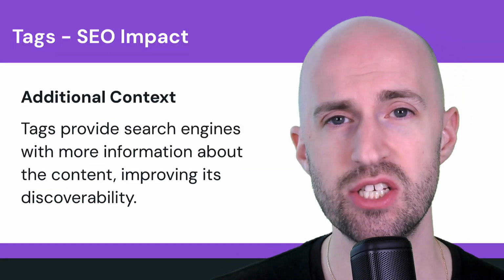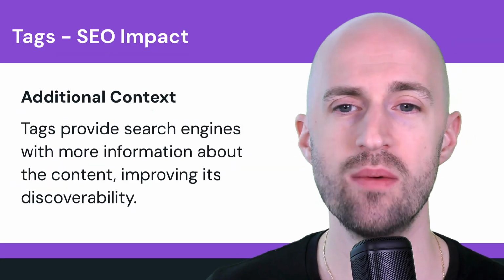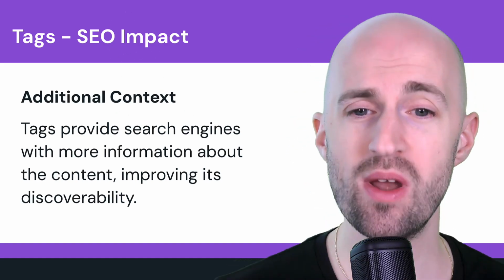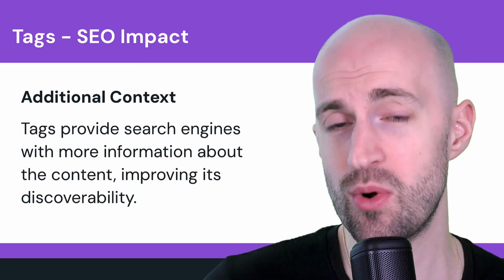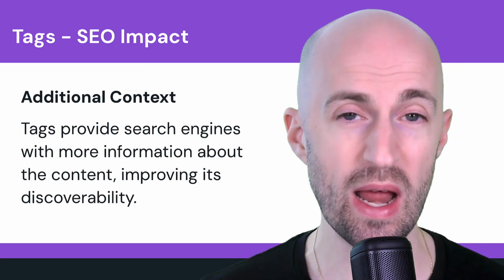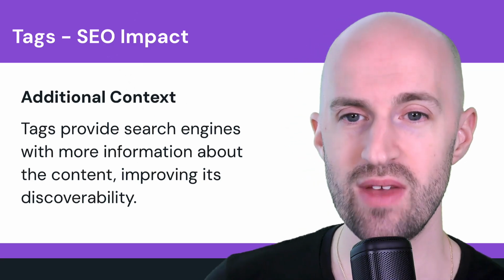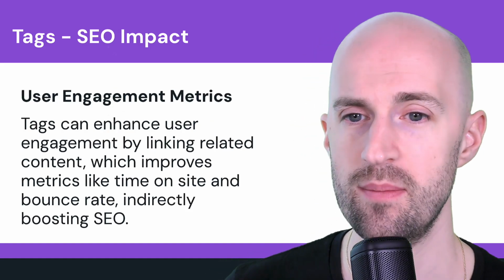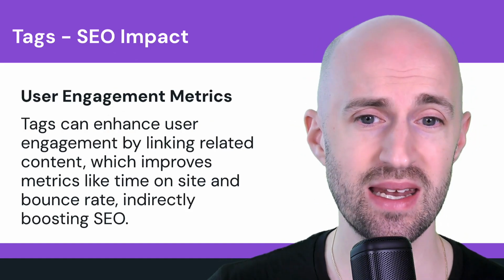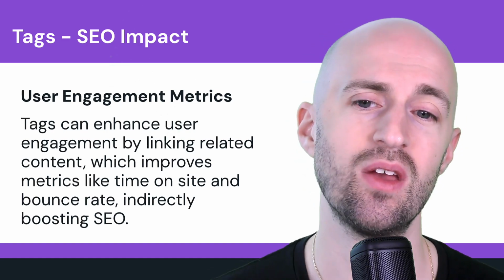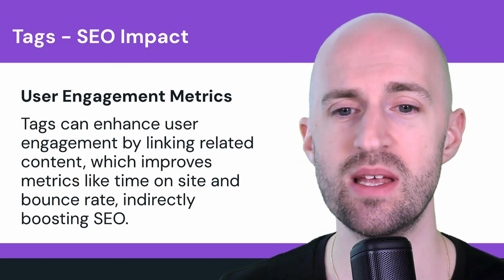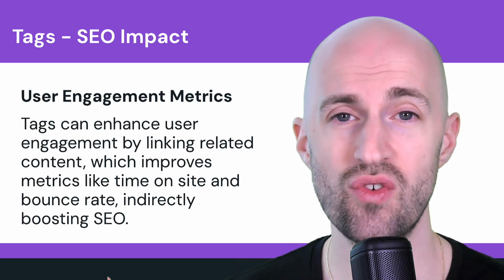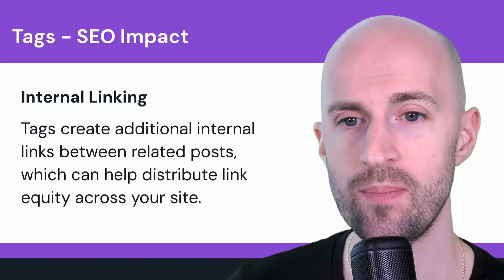So let's talk about the SEO impact of tags. Tags will add additional context, and that provides search engines with more information about the content, and it improves its discoverability. So you could rank for some of those if you have indexing switched on for tags, for example. User engagement metrics, tags can enhance this by linking related content and improves metrics like time on site, bounce rates, and this indirectly boosts your SEO.